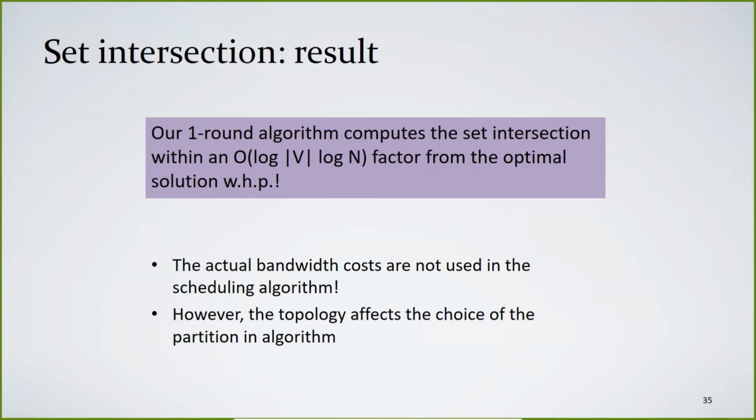Interestingly enough, the actual bandwidth costs are not used in the scheduling algorithm, a finding which surprised us as well. However, the topology does affect the choice of the partitioning in the algorithm, right? That is where, in some sense, that is factored in. The roots of this observation are actually quite profound, and I will leave with a homework question at the end, because it is very tempting to try to adjust the problem a little bit to get a lot better in terms of algorithmic results.